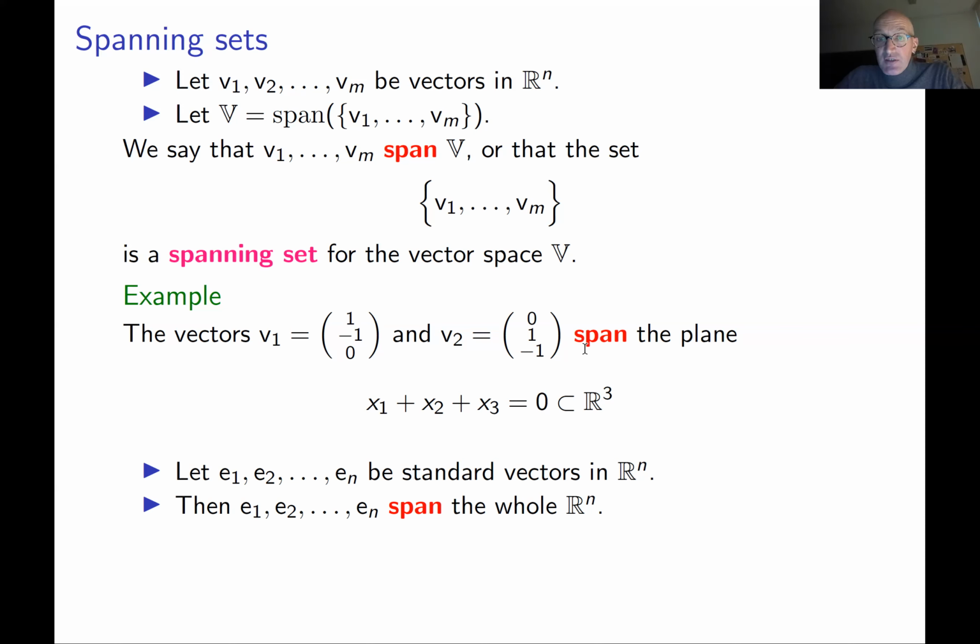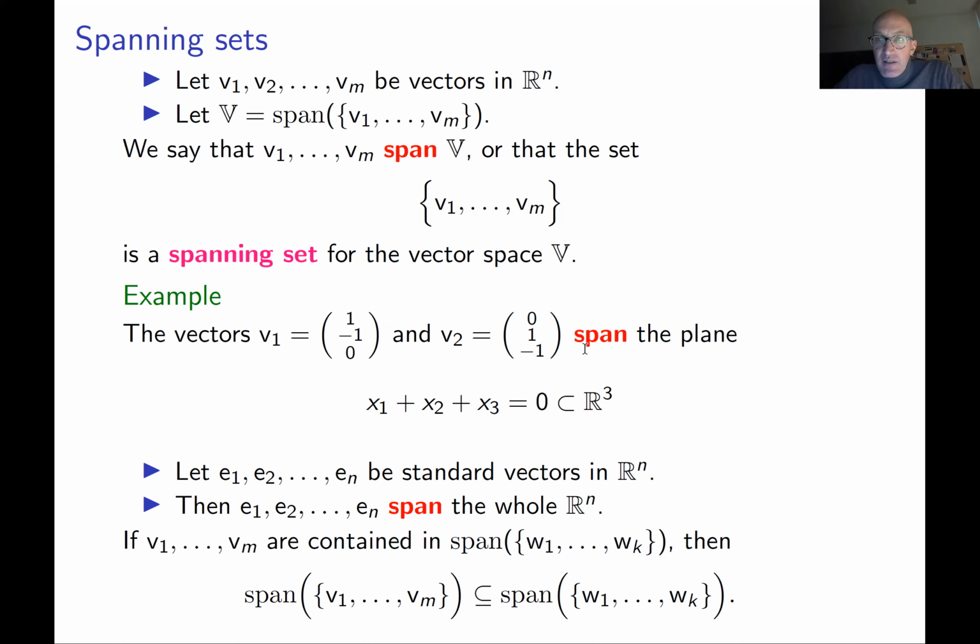Basically, by definition, almost by definition, these vectors span n-dimensional space, because every given vector with coordinates x1, x2 up to xn is a linear combination of these vectors with coefficients x1, x2 up to xn. Please check this.